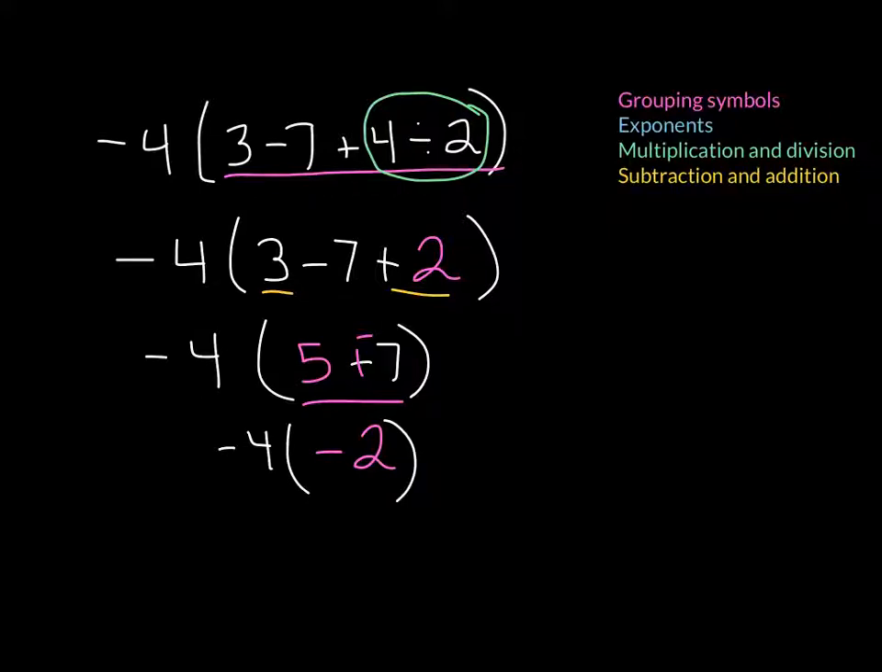Parentheses not only act as grouping symbols, they can also indicate multiplication, as they do in this case. So the negative 4 times negative 2, which is positive 8.